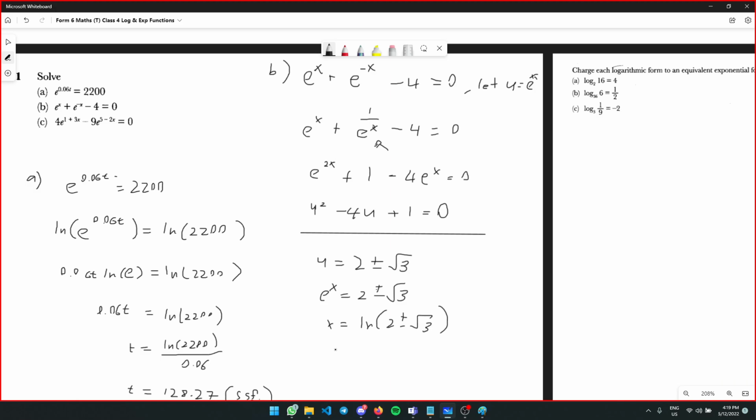You can have two answers, and the final answer, if you input this in a calculator, if I'm not mistaken, is 1.317, or negative 1.317. You have two answers. This is up to 4 significant figures.